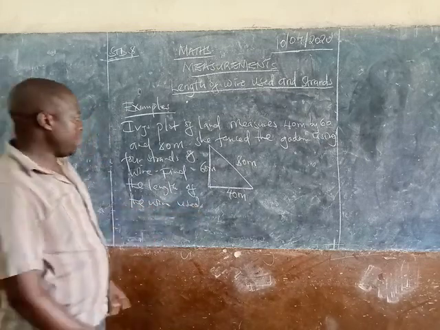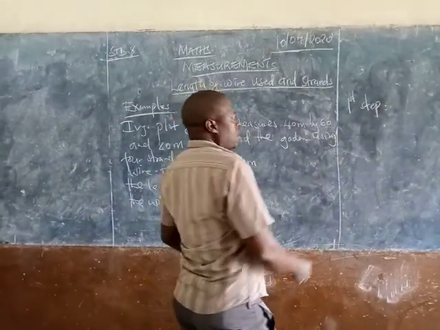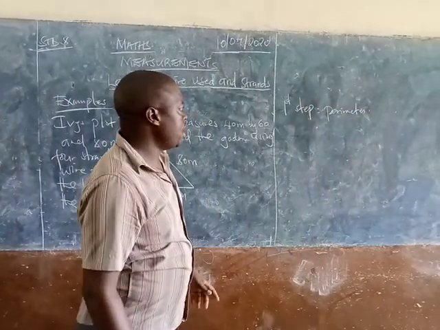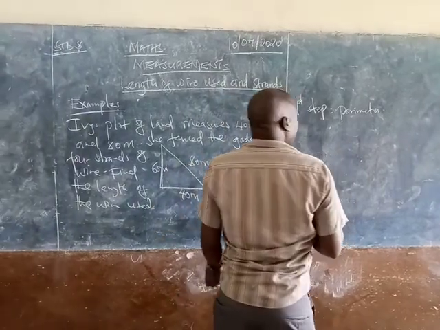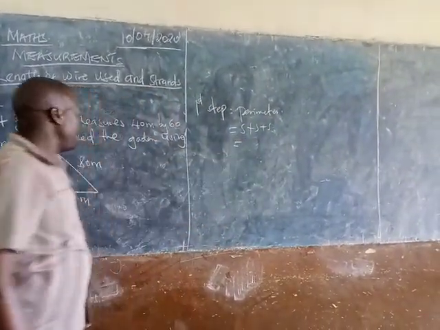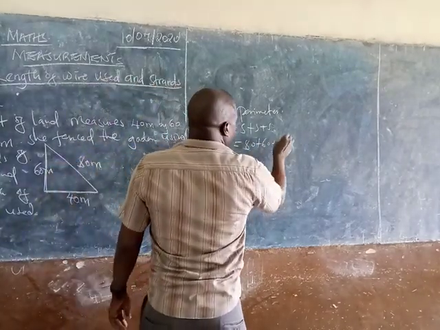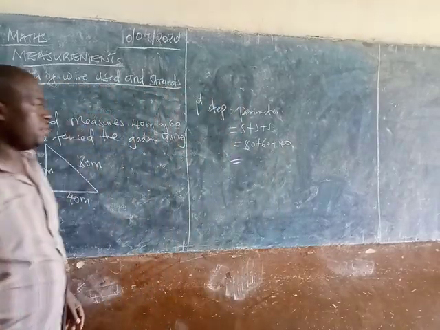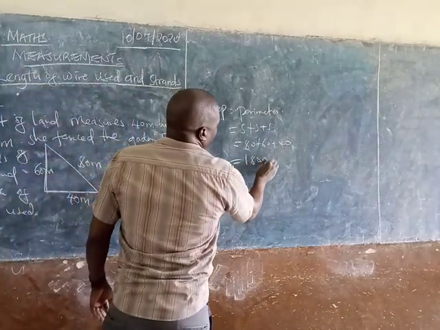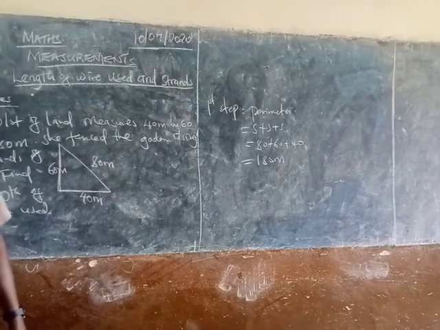So first step, step number one, find the perimeter of that garden or that piece of land. Our perimeter, this is a triangle, is of course side plus side plus side. So the first side we have is 80 meters plus 60 plus 40. This gives us 180 meters. So the first step, we have now the perimeter of this plot of land, which is 180.